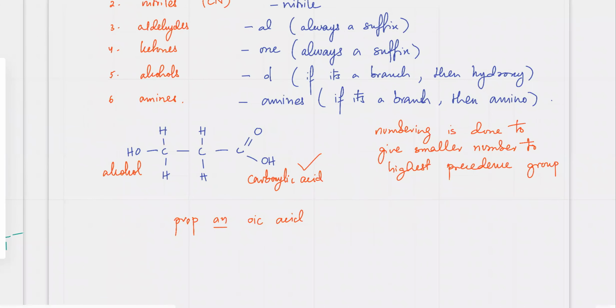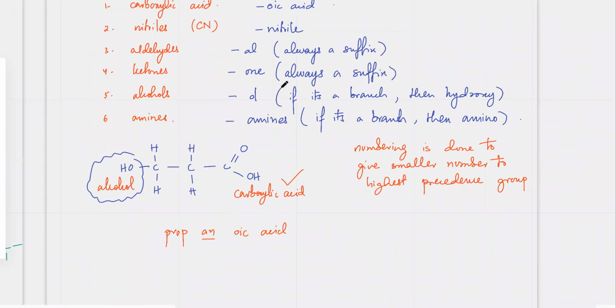What do I do with the OH then? The OH will be considered a branch, and you write the branches before that. And I told you that if you don't call it an alcohol, then the OH will be considered a branch, and it would be called hydroxy. So it's going to be hydroxy. Numbering is done to give the smaller number to the highest precedence group, which in this case is the carboxylic acid. So I'm going to give it number 1. This would be number 2, and this one would be number 3. So the hydroxy is at number 3. Remember that alcohols are going to turn into a branch, and you're going to start calling them hydroxy groups.